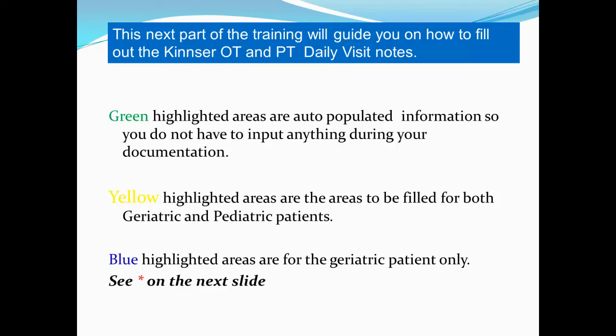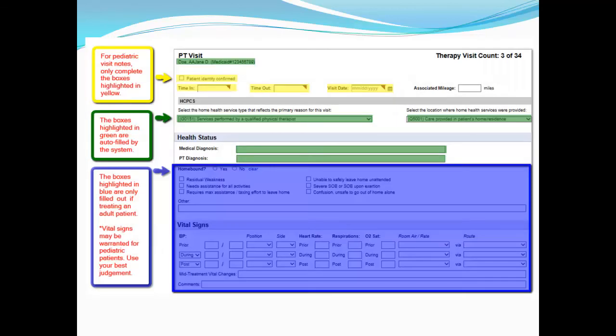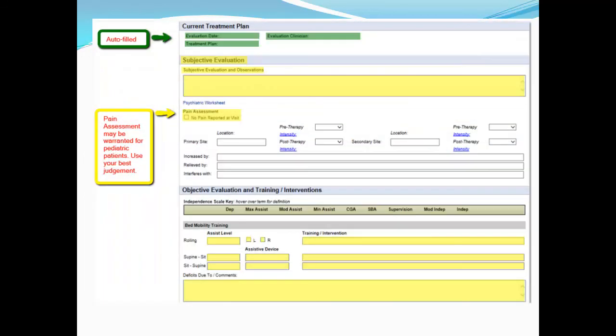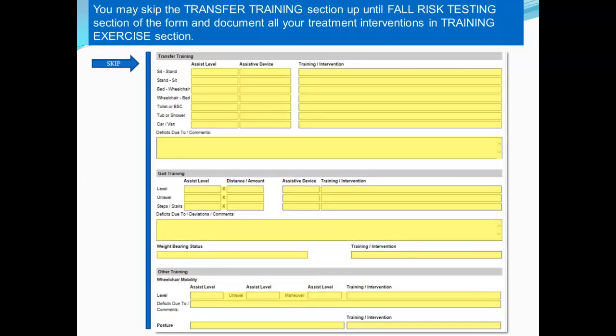This next part of the training will guide you on how to fill out the Kinsner OT and PT daily visit notes. Green highlighted areas are auto-populated information, so you don't have to input anything during your documentation. Yellow highlighted areas are the areas to be filled for both geriatric and pediatric patients. Blue highlighted areas are for the geriatric patient only. The vital signs may be warranted for pediatric patients. Use your best judgment. You may skip the transfer training section up until the fall risk testing section of the form and document all your treatment interventions in the training exercise section.